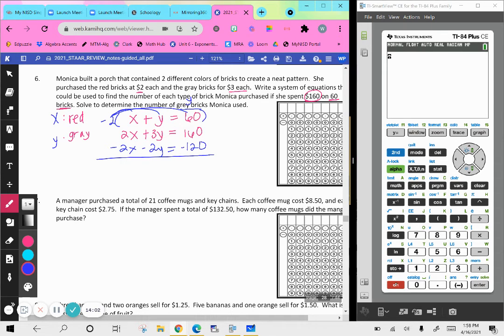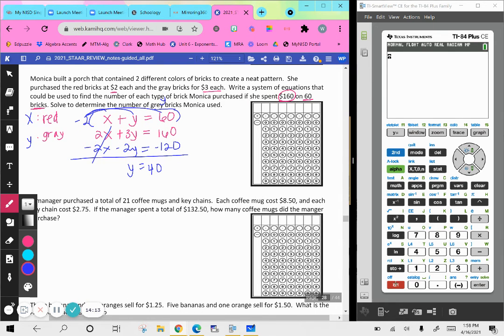So 2X minus 2X, that's 0. 3Y minus 2Y is just 1Y. And 160 minus 120 is 40. So my answer would be 40 here. And I would just put in 40 like so.